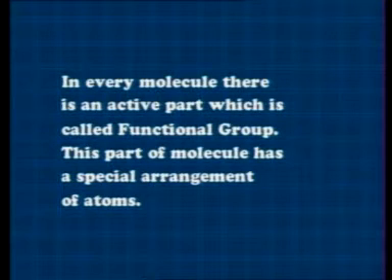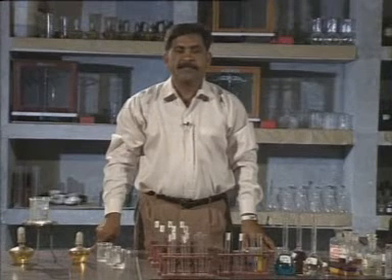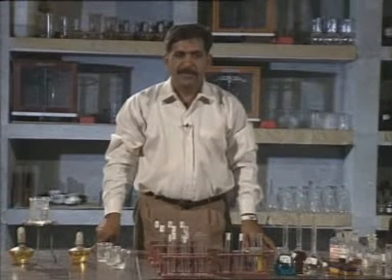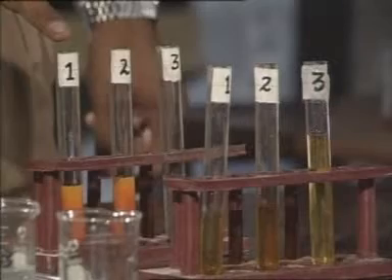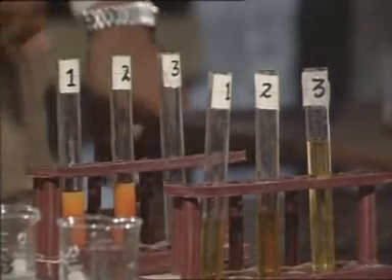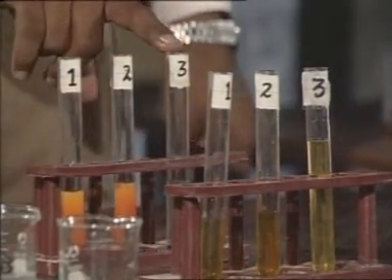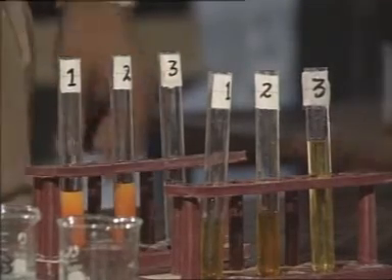In every molecule, there is an active part which is called the functional group. This part of the molecule has a special arrangement of atoms. Compounds having the same type of functional group show similar chemical behavior. So in test tubes 1 and 2, the chemical behavior is similar, whereas the chemical behavior of the compound in test tube 3 is different from 1 and 2.